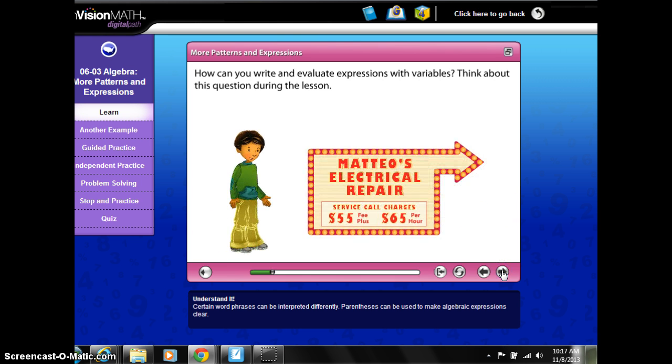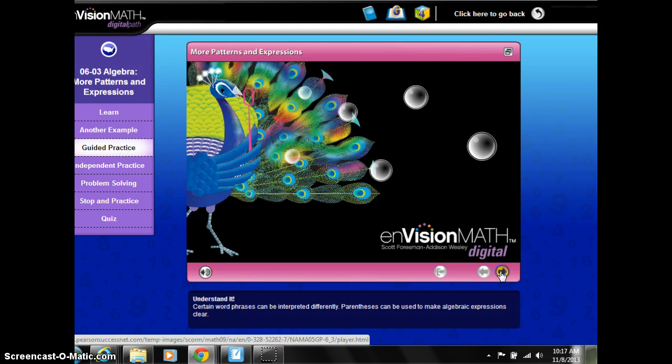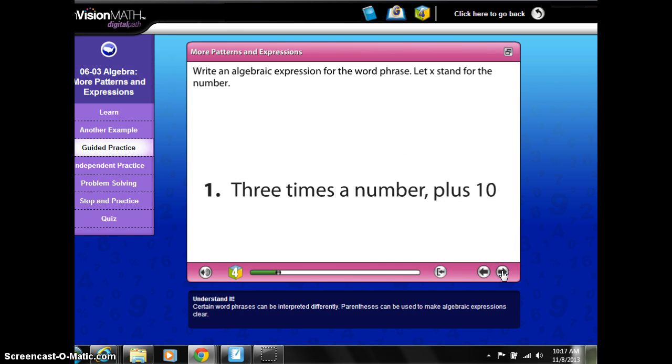So how do we write and evaluate expressions with variables? Well, we can find the total of something and then use that variable to make a number sentence. So we're going to start with some examples here. How would we write 3 times a number plus 10? 3 times a number plus 10.